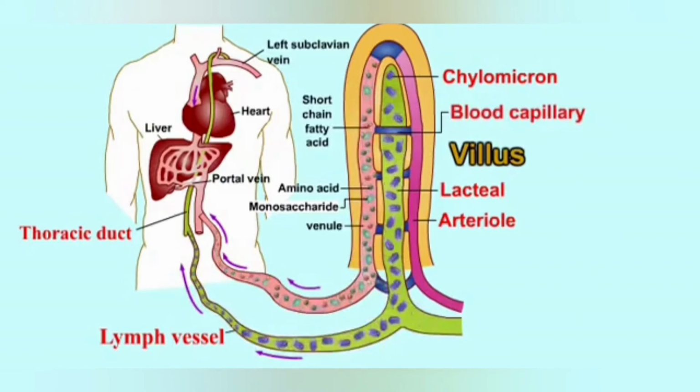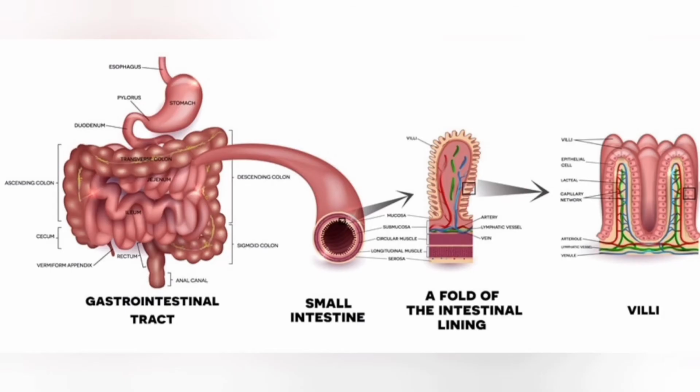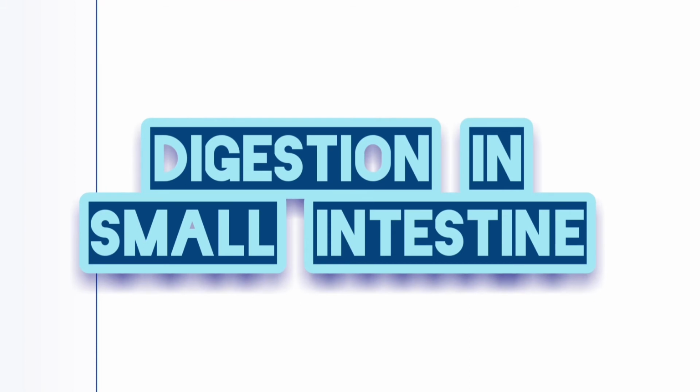After the absorption of digested food, the remaining part of the chyle in the form of liquid reaches the large intestine. Till now I have told you about the parts of the alimentary canal, the small intestine, its parts, the function of the small intestine and villi, and the process of absorption carried out by villi. Now I am going to tell you about the process of digestion in the small intestine.